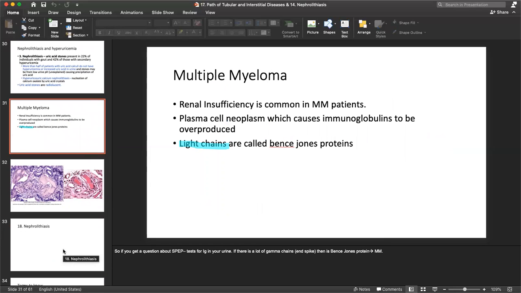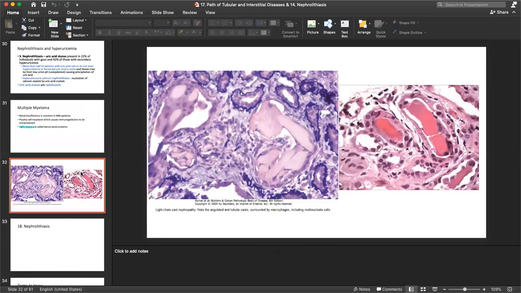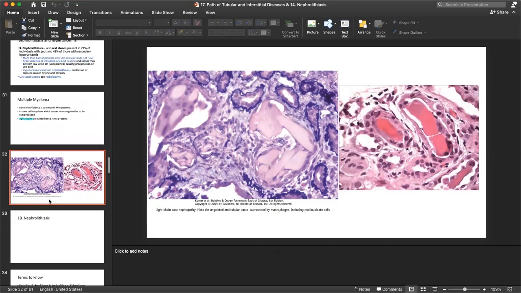Okay, multiple myeloma. We've got light chains called Bence-Jones proteins. And if you get a question about SPEP, it tests for immunoglobulins in your urine, looking for these gamma-globulins and looking for these Bence-Jones proteins. So here we are looking at this with our light chain nephropathy cast. These are easy to point out. They look really different than other things.